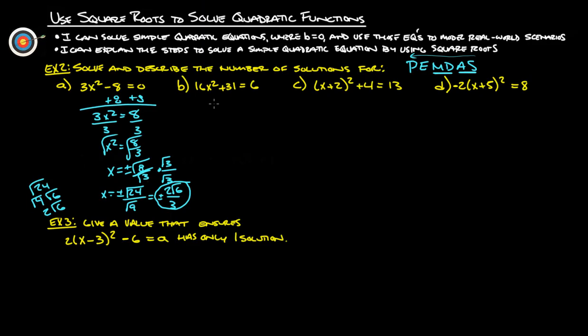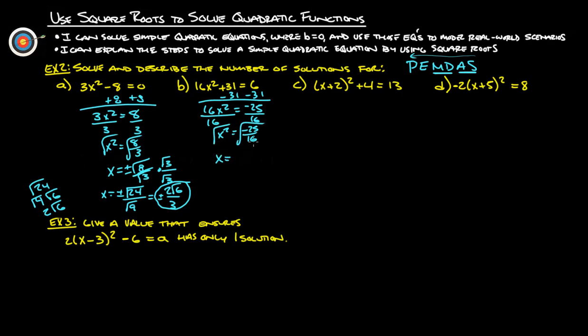All right. Same idea here. We're going to get the x squared all by itself and solve this thing and see what we get. So we're going to subtract 31 from both sides. And we get 16x squared equals 6 minus 31 is what? Negative 25. Divide both sides by 16. And we get x squared equals negative 25 over 16, right? So we square root both sides.